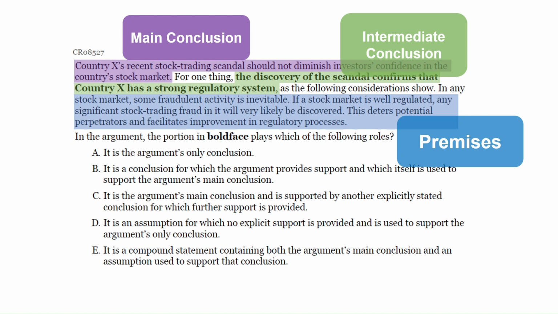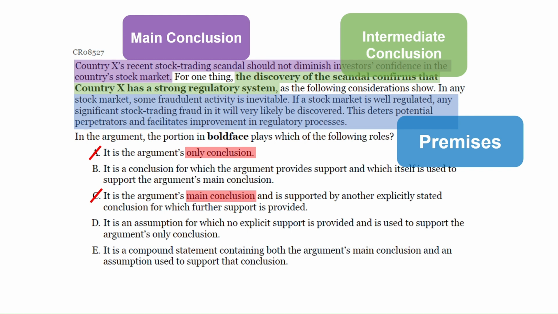Now it's time for some elimination. We can go and see which answers do not agree with this analysis. Answer choice A says the bold part is the argument's only conclusion. That's not true. Answer choice C claims that the bold part is the main conclusion. We've also seen that's not true. Notice that the correct answer has to be 100% correct. So as soon as we find one contradiction, we can eliminate it.